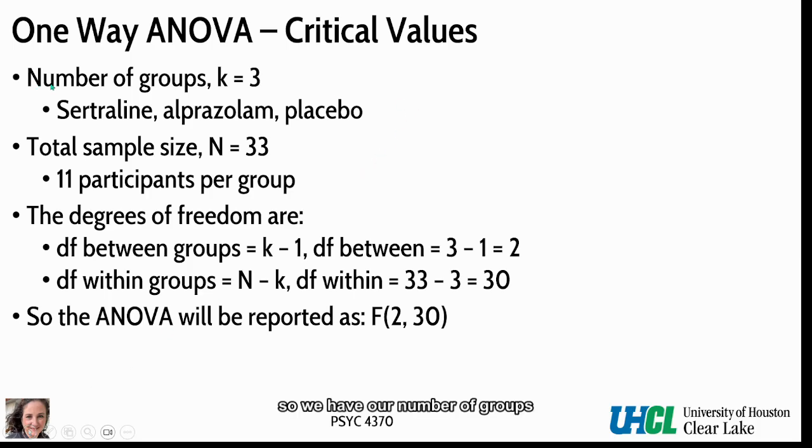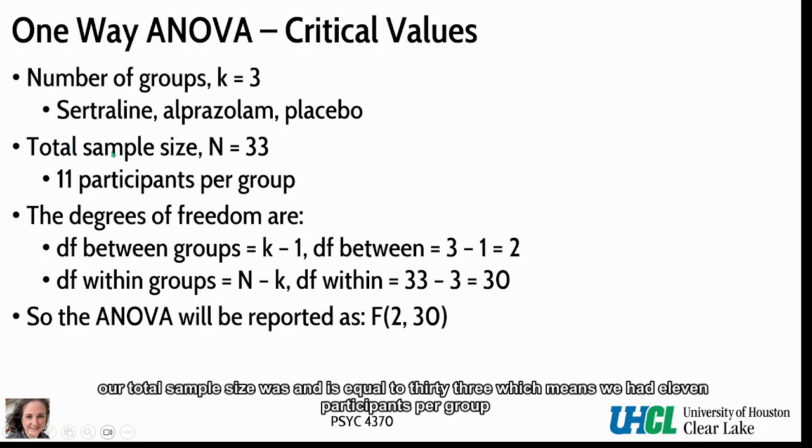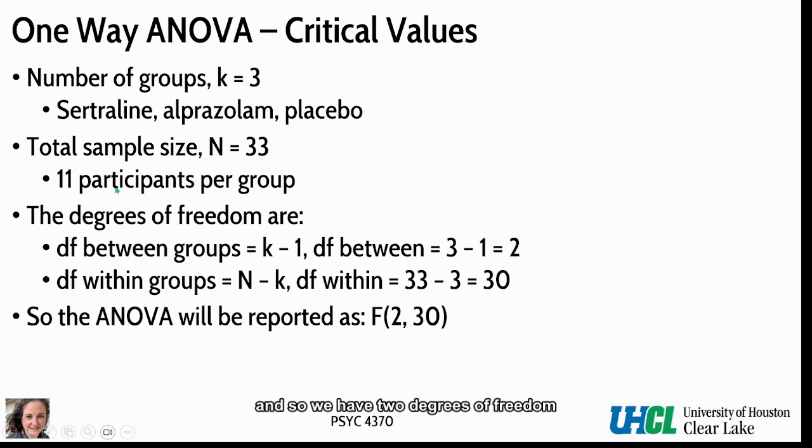So we have our number of groups, which is K, equal to 3. That means you've got group 1, group 2, and group 3. Our total sample size was N equal to 33, which means we had 11 participants per group. And so we have 2 degrees of freedom: we have our between groups and our within groups.